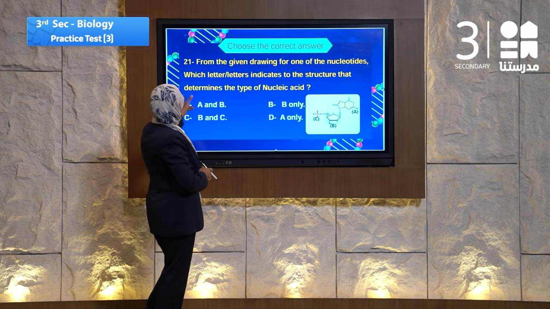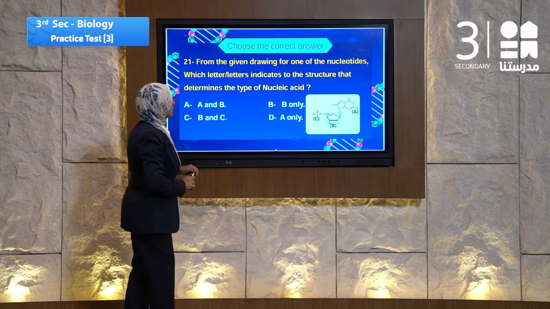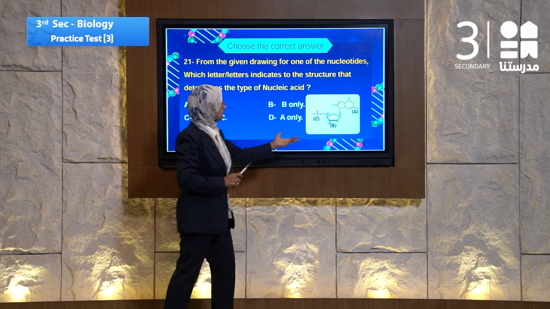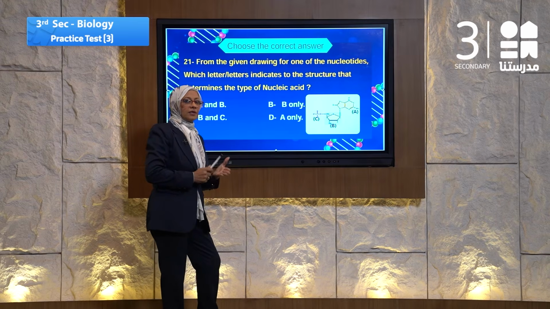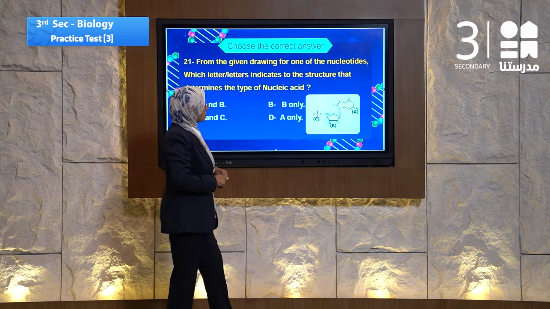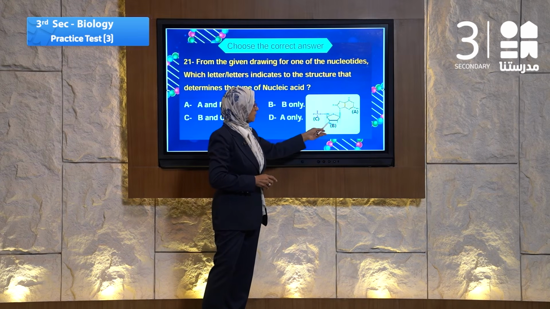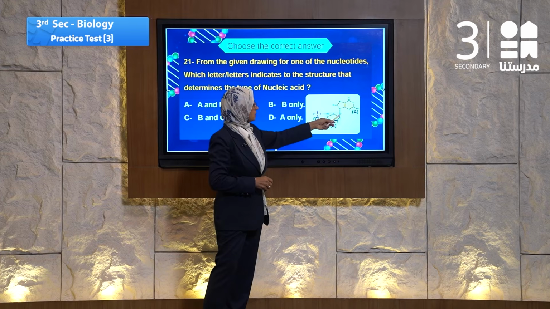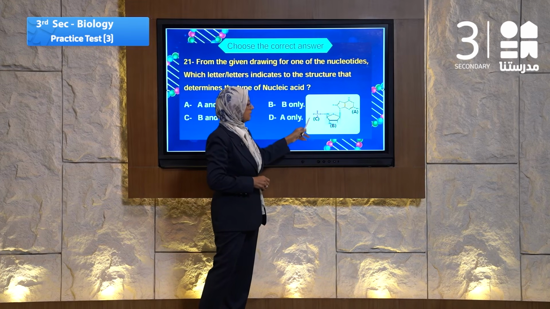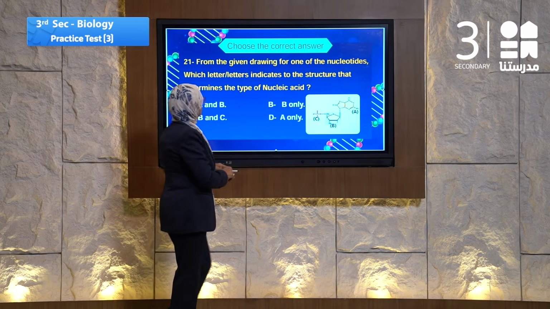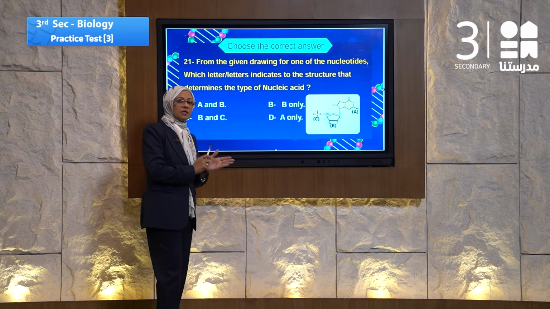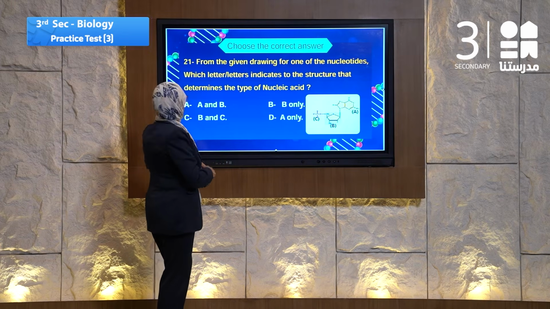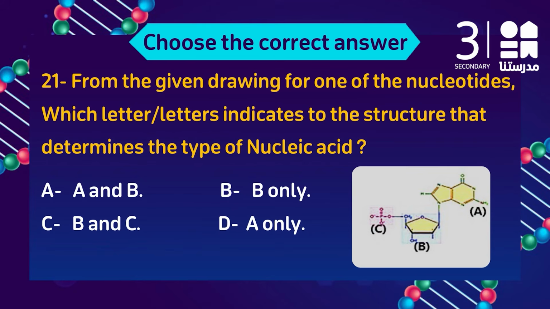Let's go to question number 21. Question number 21 speaks about the nucleotide. A nucleotide is a part of DNA or RNA that consists of ribose sugar or deoxyribose sugar, the second part is a nitrogenous base, and here is a phosphate group. Let's read the question. We must study the figure first before we answer. Let's read it from the given drawing.